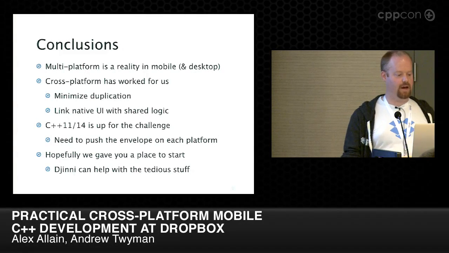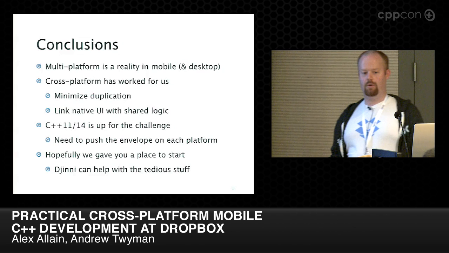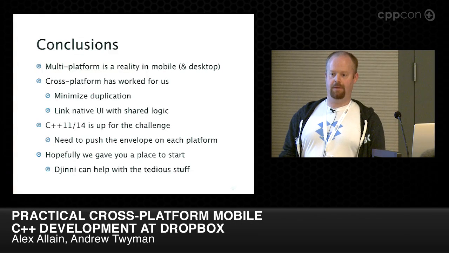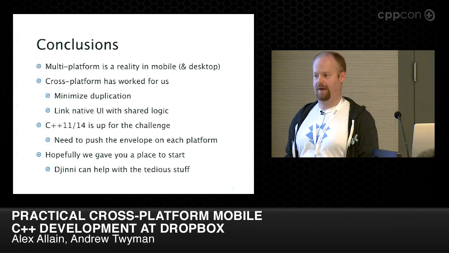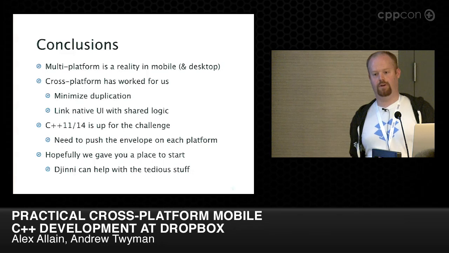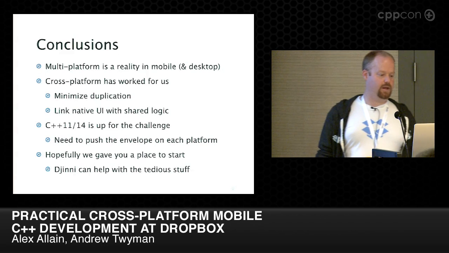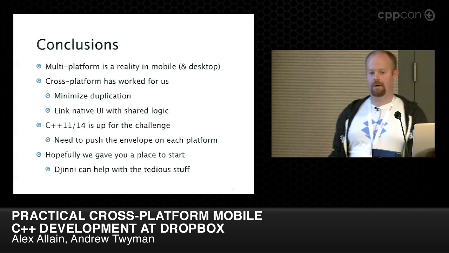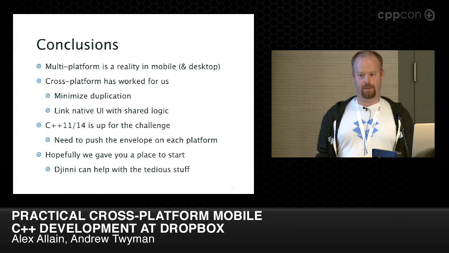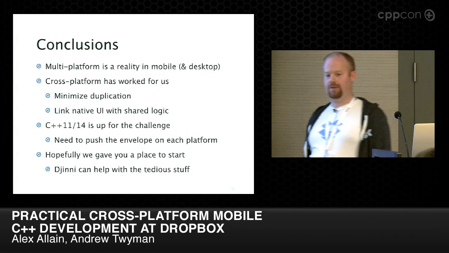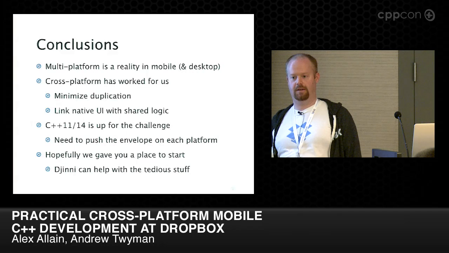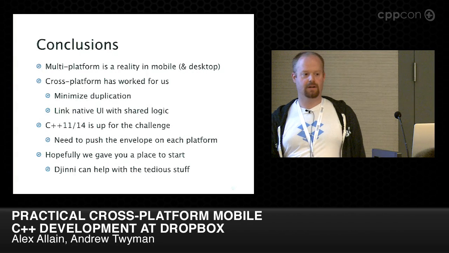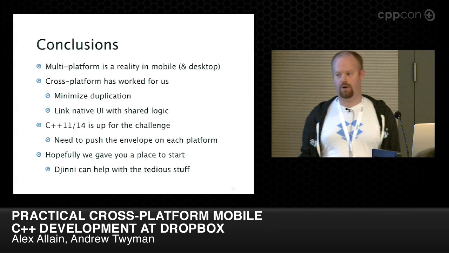If you're going to do this, minimize duplication. We think it's best to build a native UI because you want things to look good, you want things to be fast, but you can share most of your actual logic, and C++ is a good way of doing that. C++11 and 14 are definitely up for the challenge. I think our application developers would have balked if they didn't have C++11, and we asked them to follow this procedure. It's a whole lot harder to do.